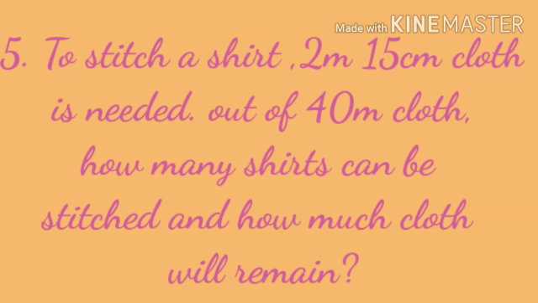Fifth question is like this. Now I am reading. Observe. To stitch a shirt, 2 meter 15 centimeter cloth is needed out of 40 meter cloth. How many shirts can be stitched and how much cloth will remain? So imagine you have 40 meter cloth and you are using 2 meter 15 centimeter cloth to stitch a shirt. So from 40 meter cloth, how many shirts can be stitched?